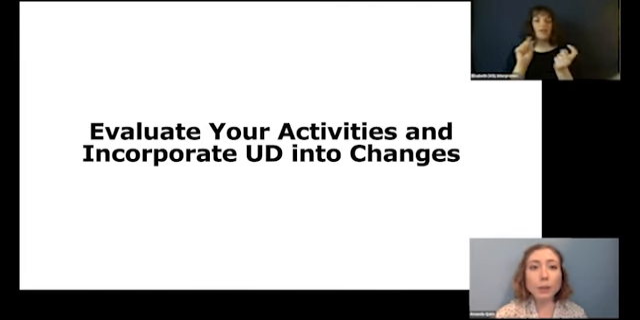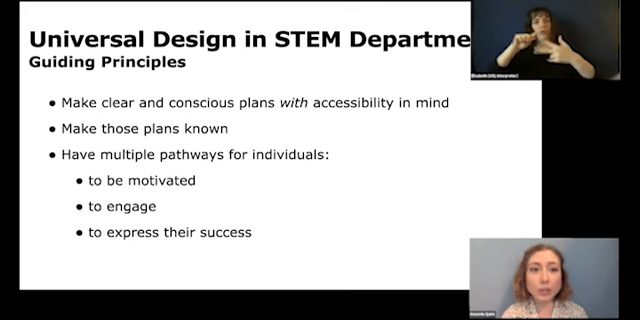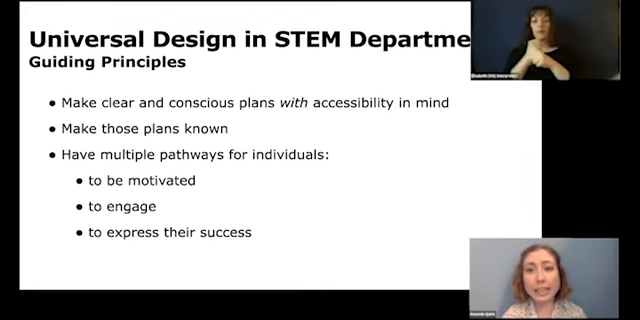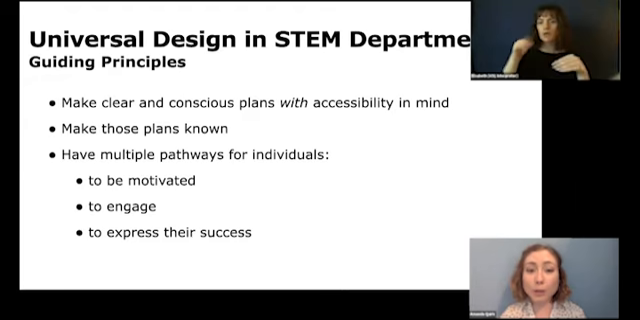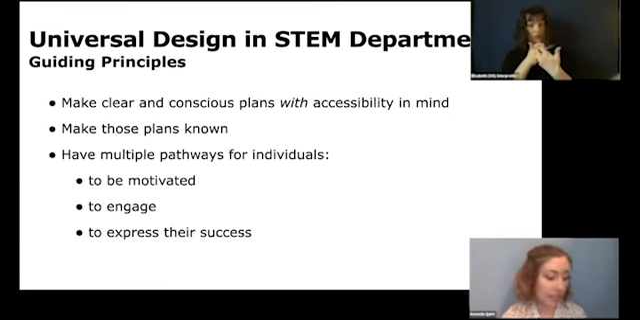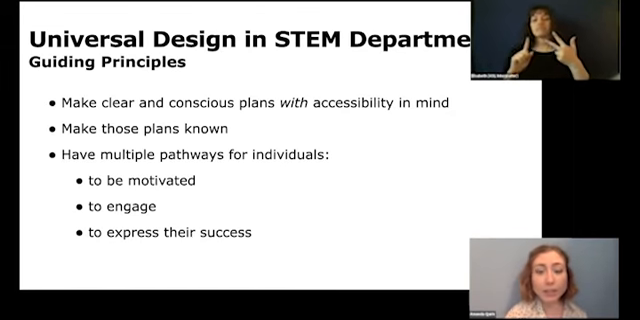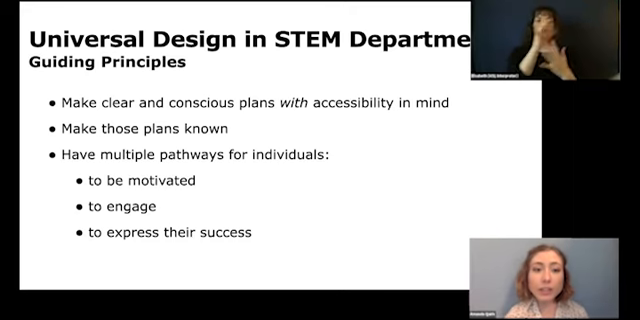So I've come up with 3 guidelines to do this. First, make clear and conscious plans with accessibility in mind. Second, make those plans known. It's important to give individuals time so they can figure out how they are going to tackle a requirement, and also for them to evaluate if they're going to need additional accommodations. And lastly, have multiple pathways for individuals to be motivated, to engage, and to express their success.